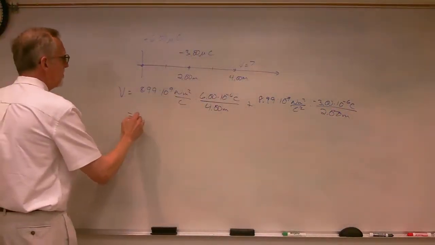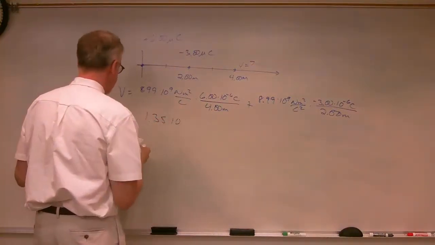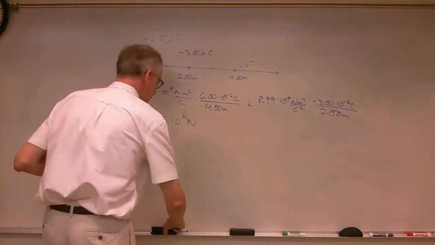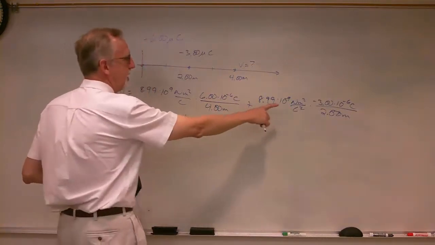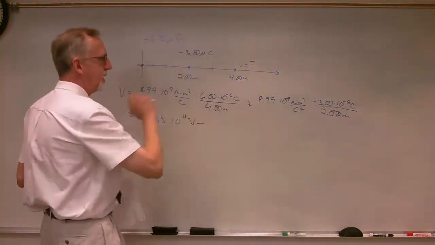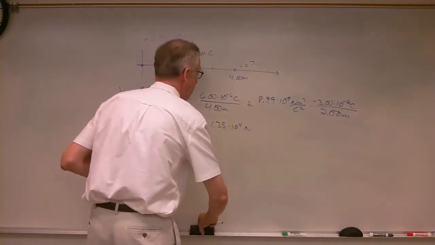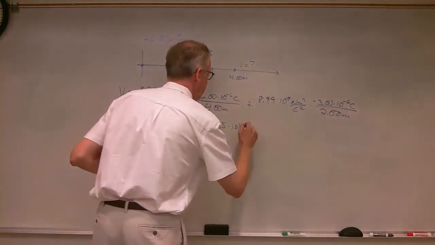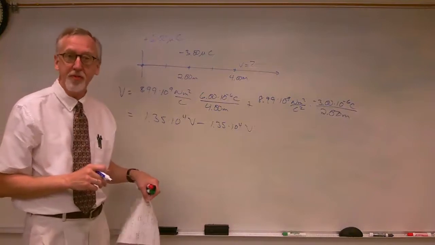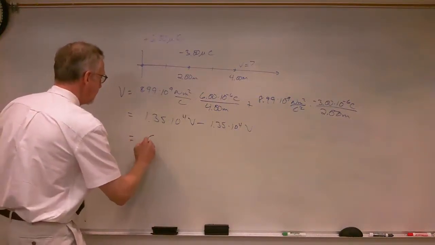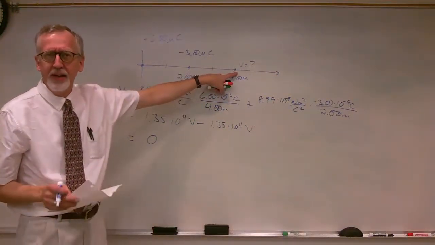Okay, there we go. So let's combine these. This term, we get 1.35 times 10 to the 4th volts. Over here, we're going to have minus, multiply that out, and what do we get? 1.35 times 10 to the 4 volts. So we get 1.35 times 10 to the 4 volts minus 1.35 times 10 to the 4 volts. What do we get? We get 0. The total potential at this point is 0.